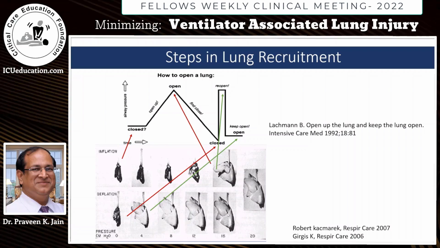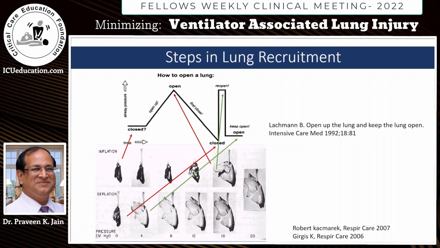Now, if we decrease the peak airway pressure, 16 to 12 to 8 to 4, the lung remains open, but below 4, the lung collapses and closes again. We will see this in the fall in PaO2/FiO2 ratio. This would be called the closing pressure.